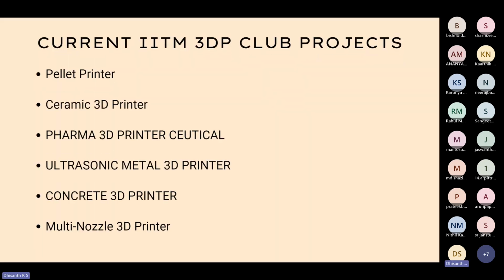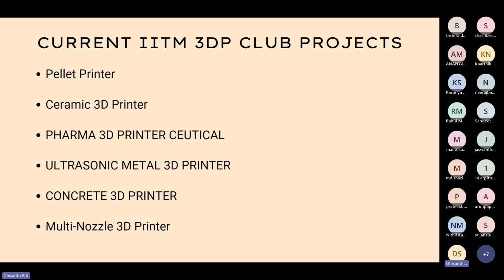Okay, now let's see the current IIT Madras 3D printing club projects. This will be helpful for your assignments, and we are doing 6 projects now. The first is the pellet 3D printer. The pellet 3D printer project is in the finished stage. This 3D printer uses pellets instead of a filament. The filament is very costly, but pellets, which are small grain-like structures, can be used as an alternative for the filament in FDM, fused deposition modeling, 3D printers.